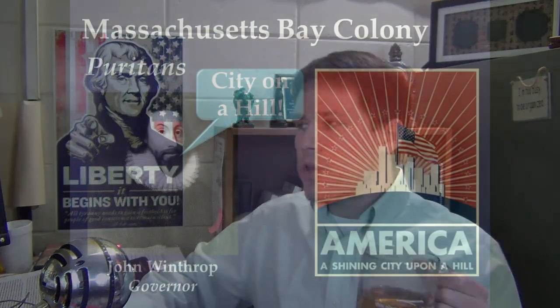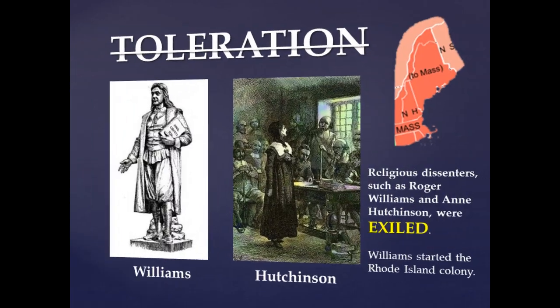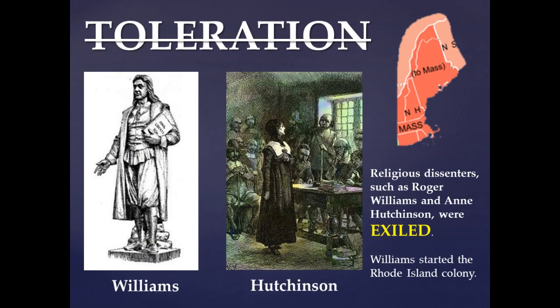Now, although they fled England to get away from religious intolerance, they weren't going to extend tolerance to people that dissented from their beliefs, because after all, if we're going to set up this city on a hill, then everyone needs to be on board. Everyone needs to do it right. So there wasn't room for religious dissenters such as Roger Williams and Anne Hutchinson.